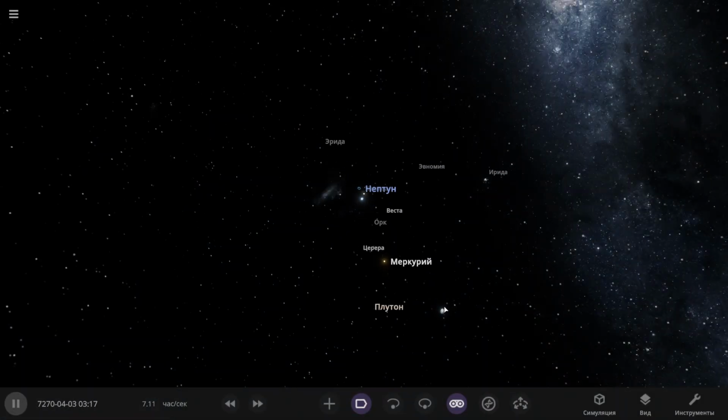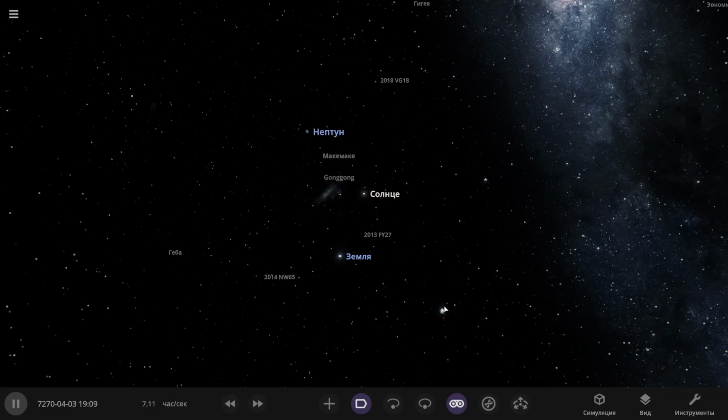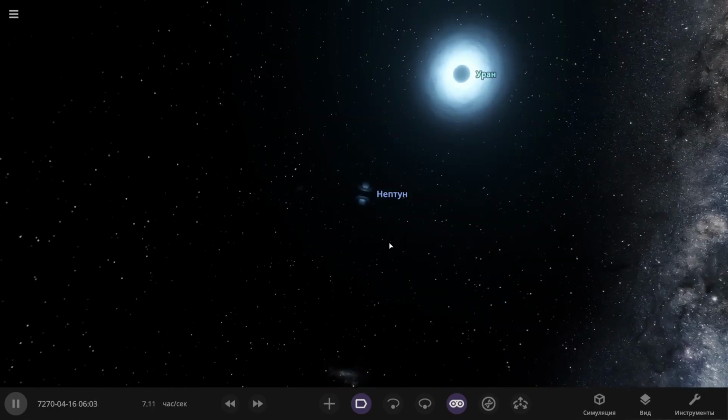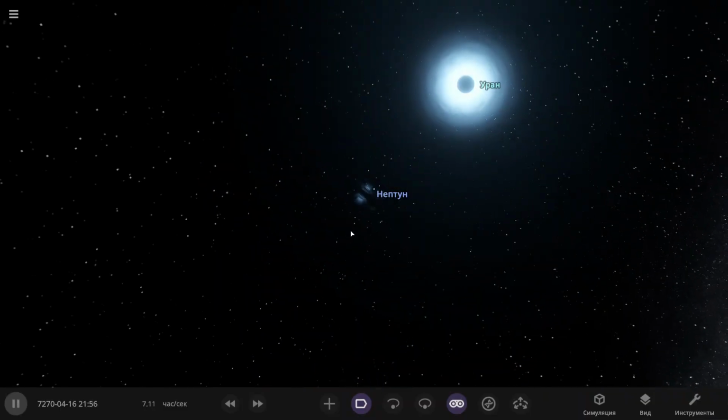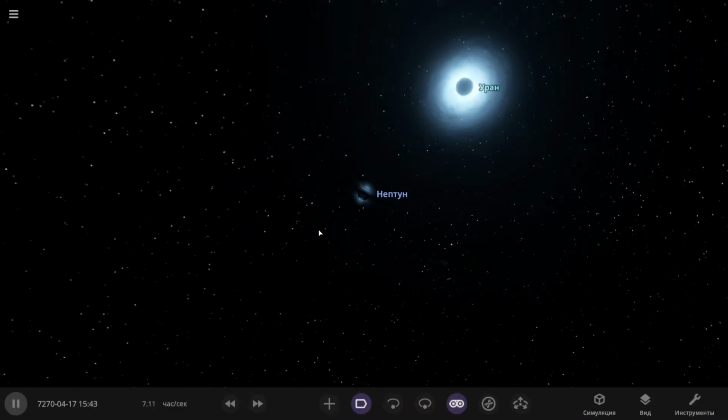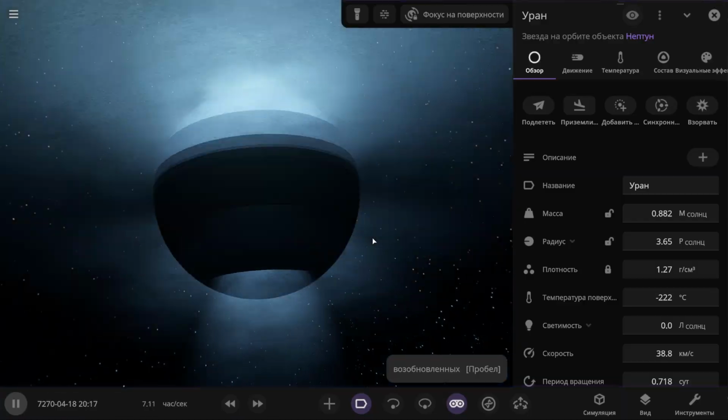And I can't seem to find Mars. Maybe it collided with some star and I didn't notice. Well, let's take a look at Uranus then. Here we have Uranus and Neptune rotating together, kind of forming a binary star system. And they even look quite similar visually. Well, these are some strange stars.